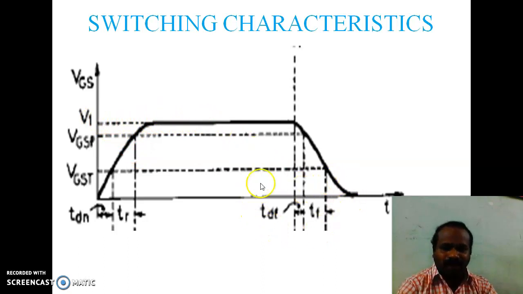Similarly, this turn off time consists of turn off delay time and fall time. Turn off delay time is the time required to reduce the VGS from V1 hard saturated value to the pinch off value, that is VGSP. So the time taken by the gate to source voltage to reduce from hard saturated value V1 to this VGSP is known as turn off delay time, and the time taken by the gate to source voltage to reduce from this VGSP to VGST, that is from pinch off voltage to threshold voltage, the time taken is known as fall time.